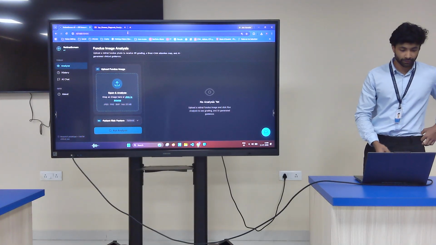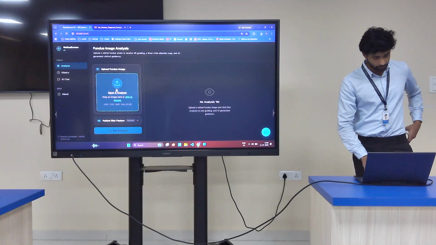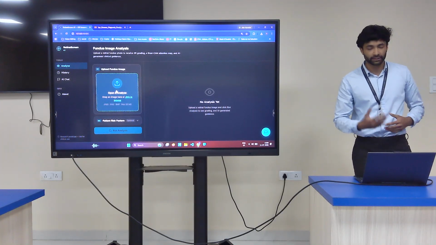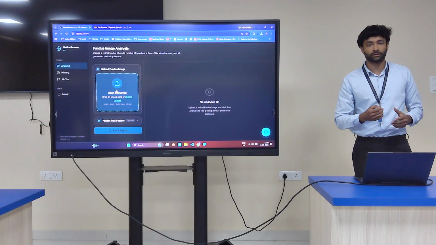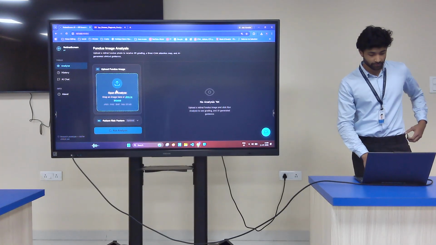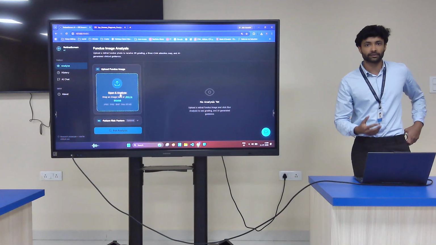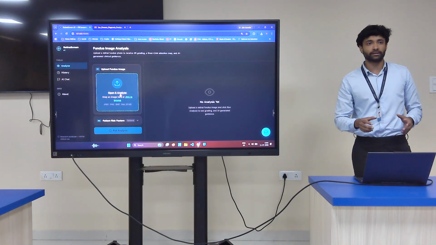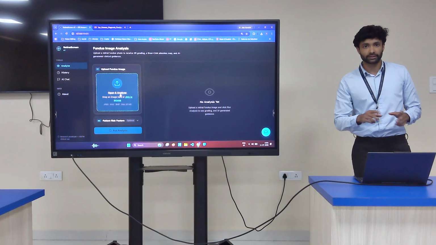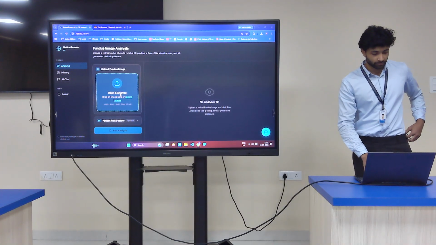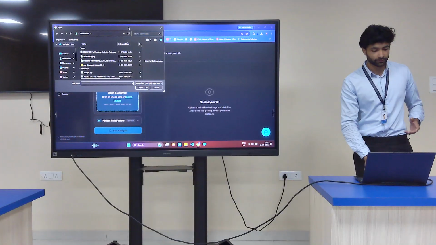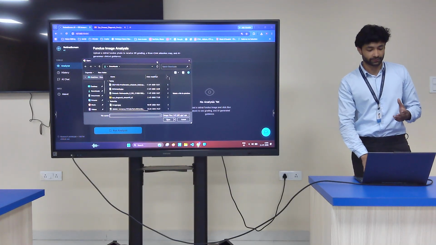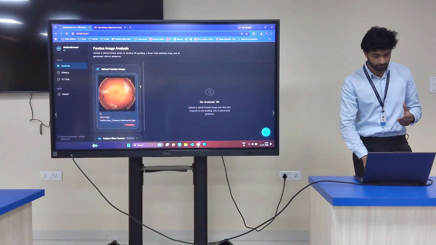So coming to my app, it's a fully fledged pipeline where it analyzes your image. It gives you the retinal image, and it also uses GradCam, which converts the original image into a heat map. The red regions that you see are what the model focuses on to predict the severity of the DR.